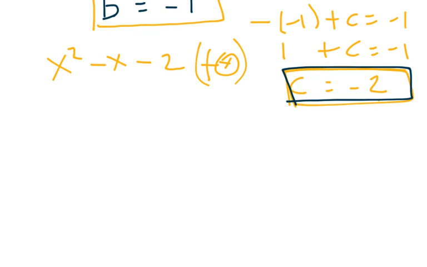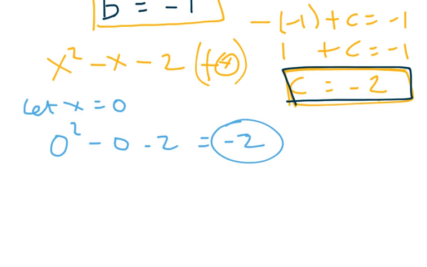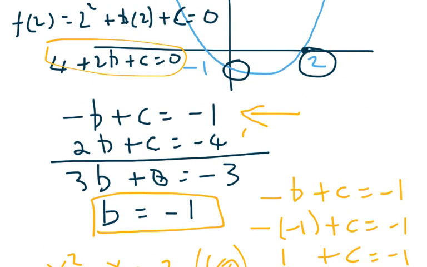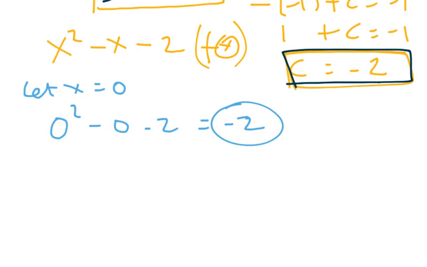So I'm going to get at x equals 0, that's going to give me all along the y-axis. So I'm going to get 0 squared minus 0 minus 2, and that's equal to minus 2. So the output function y is equal to minus 2. So this point here is going to be minus 2. So it crosses the x-axis at minus 1 and 2, and the y-axis at minus 2. I get this by substituting 0 into my function there.